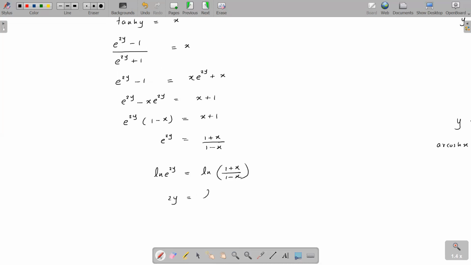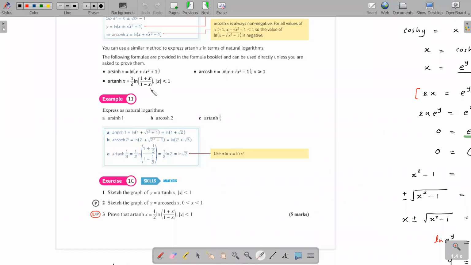So you get here 2y equals natural log of (1 plus x) over (1 minus x). And then y equals half of natural log of (1 plus x) over (1 minus x). Right, guys? Are you with me? All right, guys. So I think you can see we've got to show that. But what about the domain, modulus x less than 1?